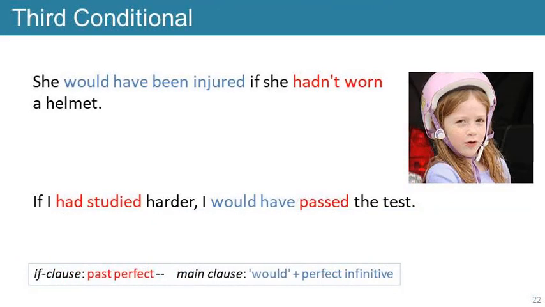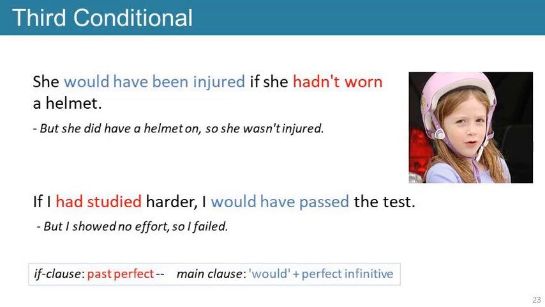The third conditional has the past tense in the if clause and would plus the perfect infinitive in the main clause. It is a counterfactual that is commonly used to introduce a hypothesis or prediction about the past. For example, "She would have been injured if she hadn't worn a helmet." And "If I had studied harder, I would have passed the test."